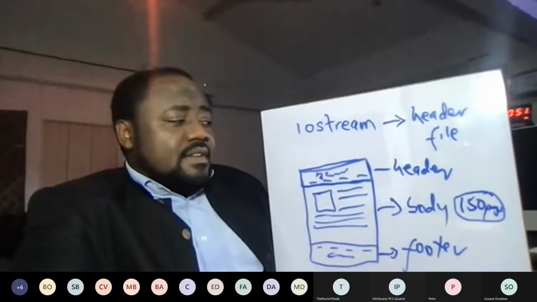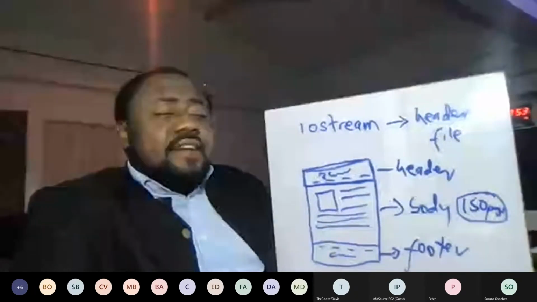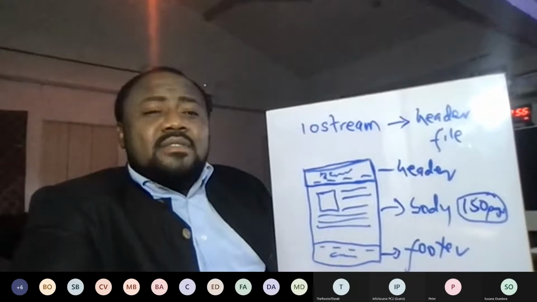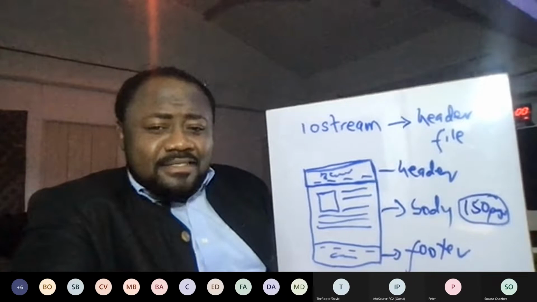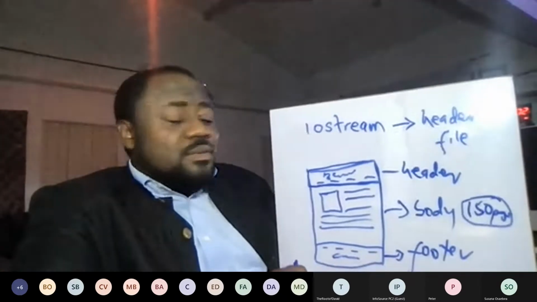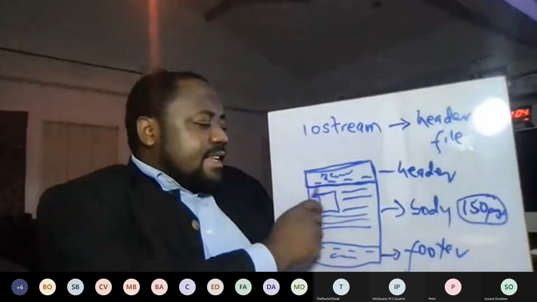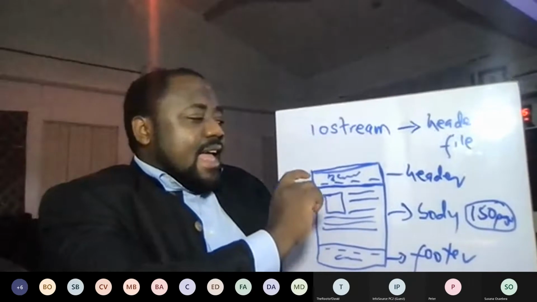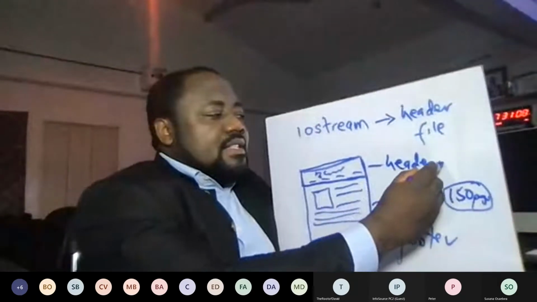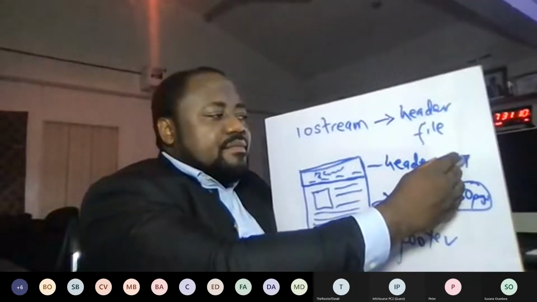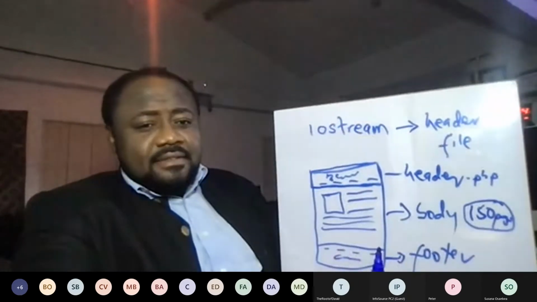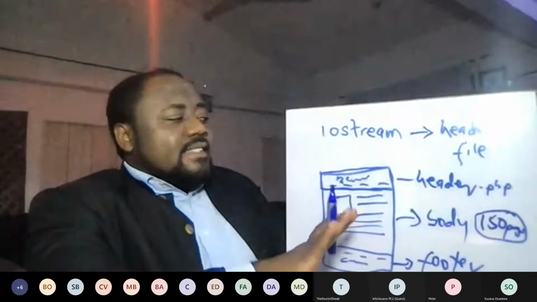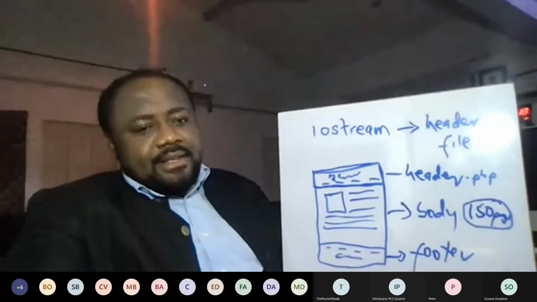Because when there's a mistake, you would have to open 150 files and correct the mistake in all 150 files. So this is what we do. We design the header and store it in a file. Let's say we call it header.php. So this header here will be a separate file and it will be stored somewhere.